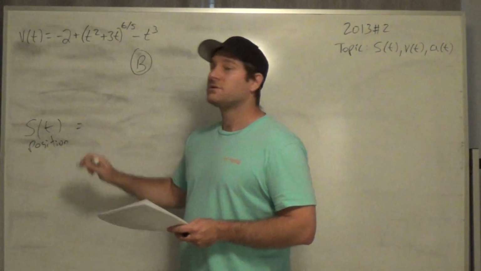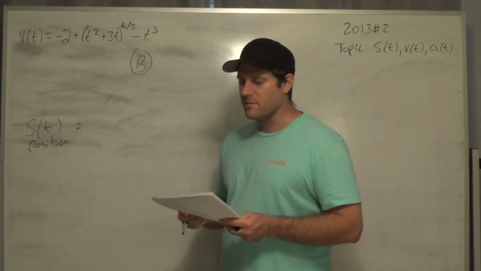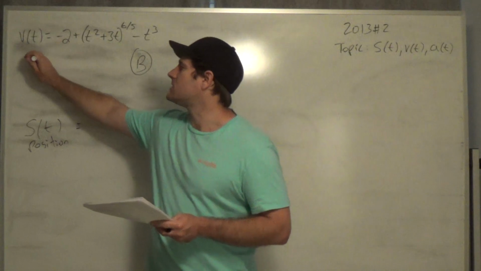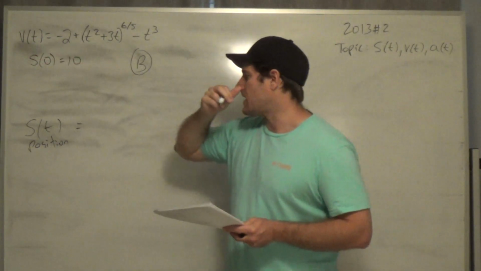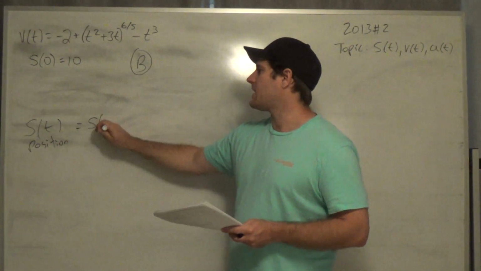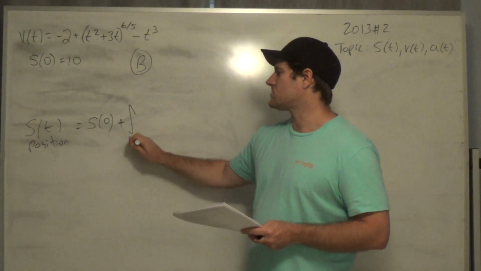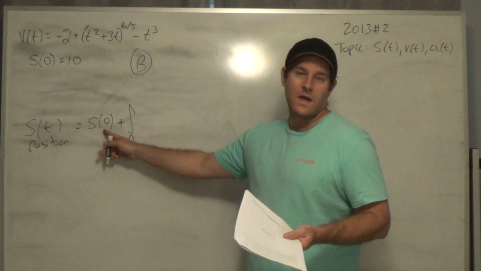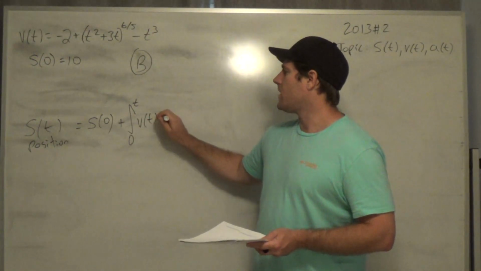And to find any position, you first need to know what is your initial position. Now in this problem, they gave you one piece of initial position. Your position at time 0 is 10. So if I want to know my position at any time t, it's my initial position plus my net change in position from time 0, that's when I begin, all the way to time t of v of t.